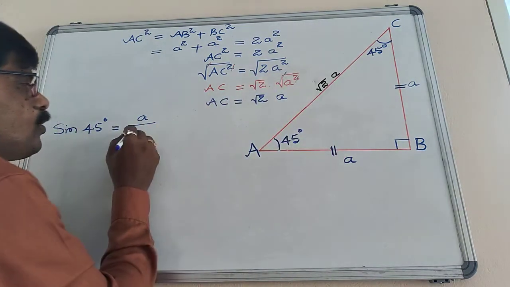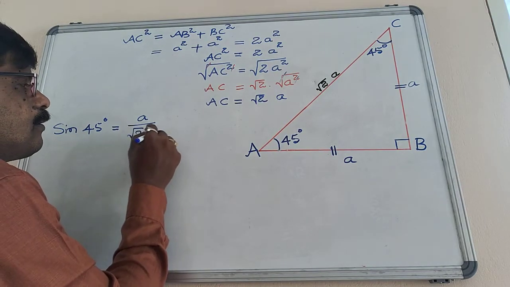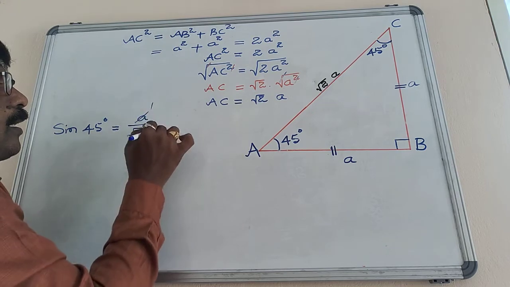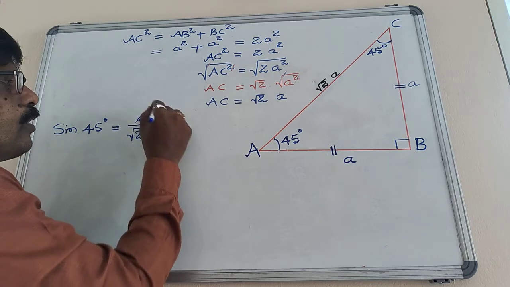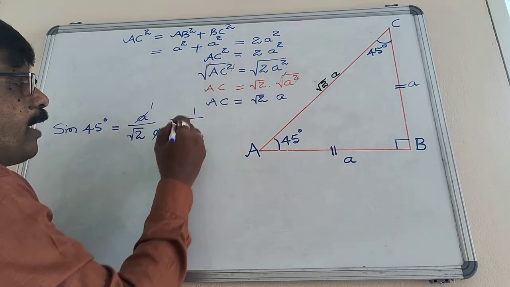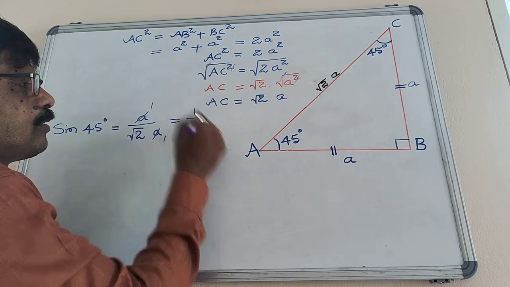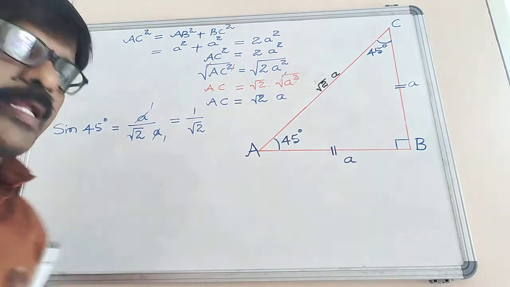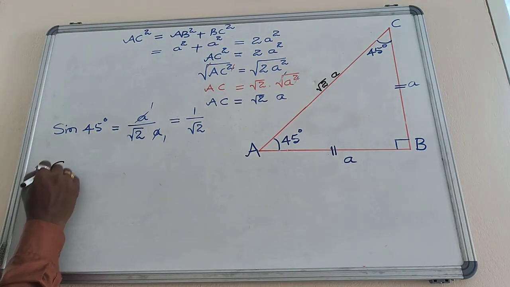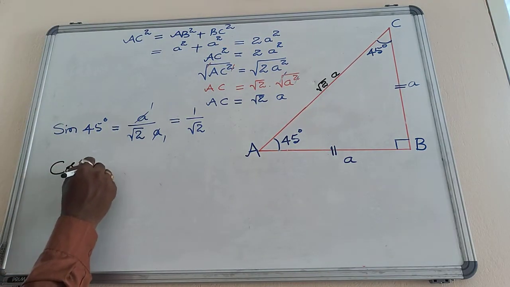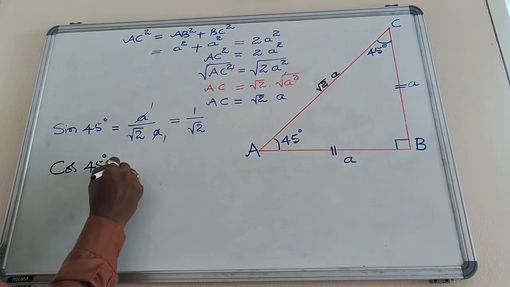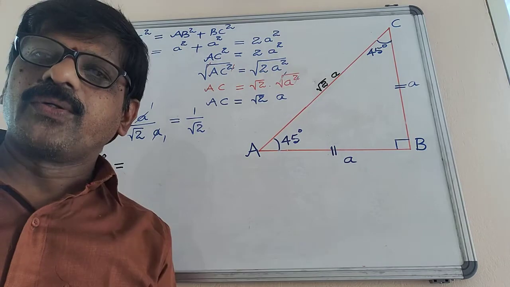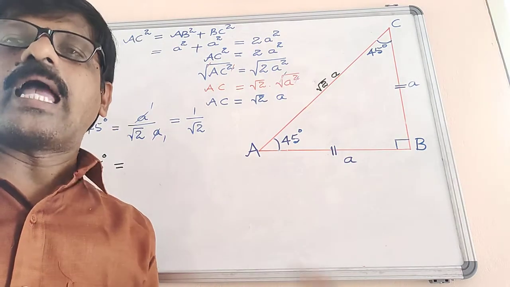The hypotenuse is root 2A. That means A into... Clear? A's are cancelled, it equals 1 by root 2. Clear? The next one, you have to find cos 45 degrees. Cos 45 degrees equals, cos means adjacent side to the given angle by hypotenuse.